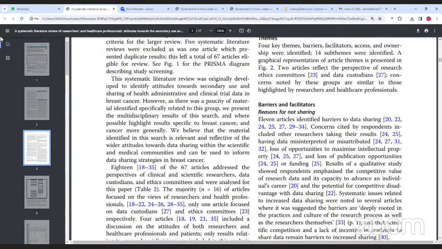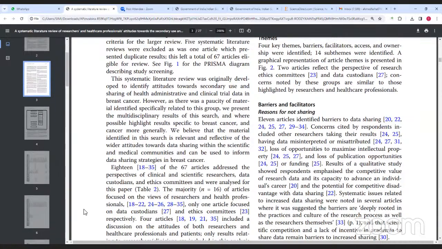However, as there was a paucity of material identified specifically related to this group, we present the multidisciplinary results of this research, and where possible highlight results specific to breast cancer and cancer more generally. We believe that the material identified in this search is relevant and reflective of the wider attitude towards data sharing within the scientific and medical communities and can be used to inform data sharing strategies in breast cancer.